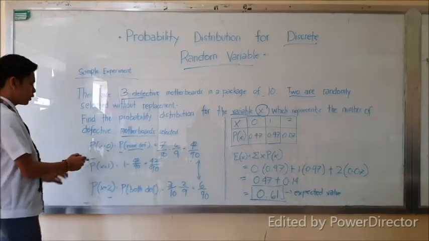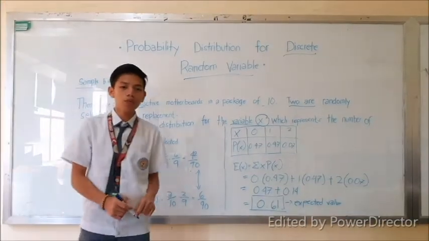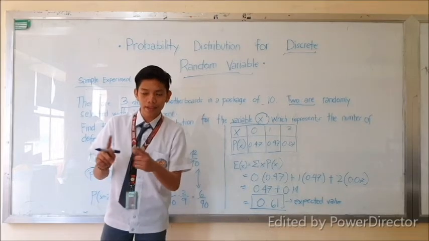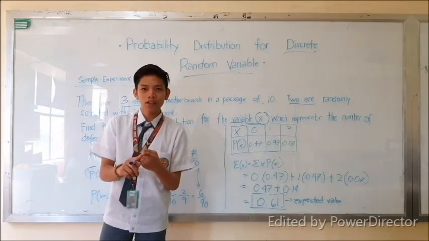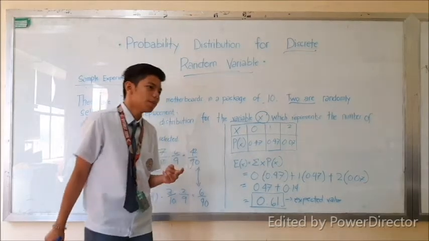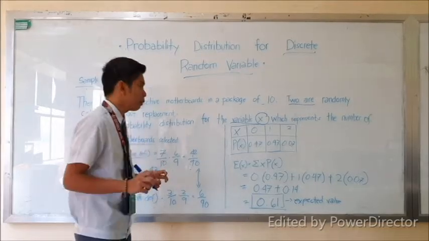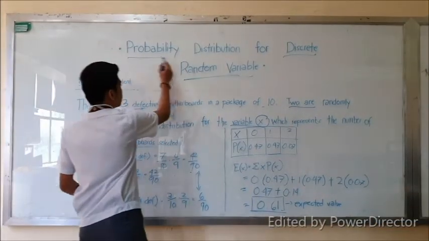And x equals 1 is the most critical part, since we do not know if we will first get a defective motherboard, or if the second will be the non-defective motherboard. So we will just put here simply how a probability distribution goes.